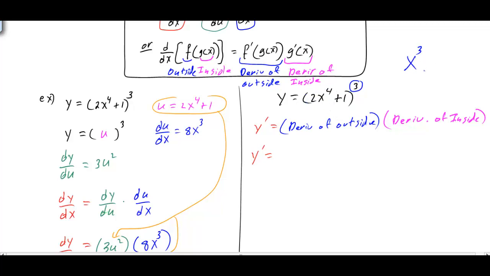So if you had x cubed, then we know the derivative would simply be 3x squared. So for us, we're going to do the same thing here. We're going to pull the 3 out front. So this would be 3 times 2x to the fourth plus 1. Again, all of this stays the same. Decrease the exponent by 1, so that becomes a 2. So there's the derivative of the outside function. Next, we need to multiply this by the derivative of the inside function. Well, the inside function is simply 2x to the fourth plus 1, whose derivative would be 8x cubed.